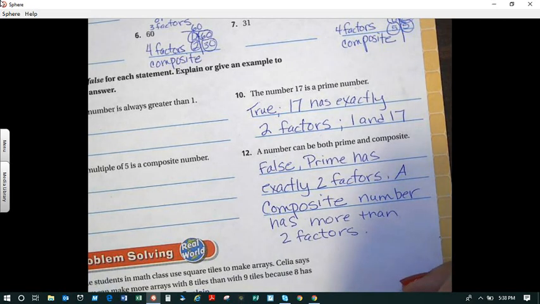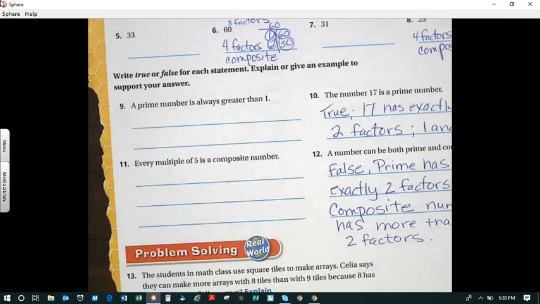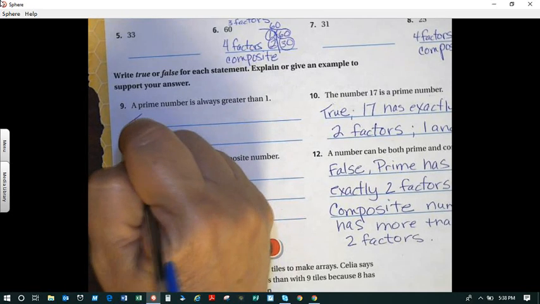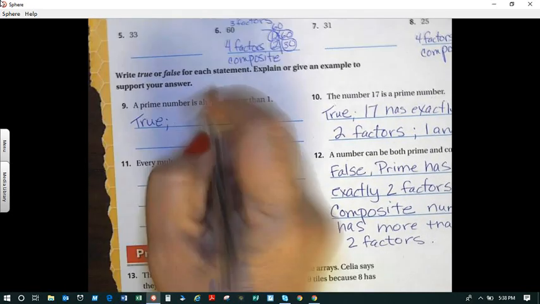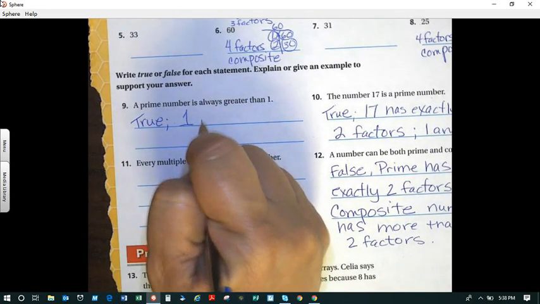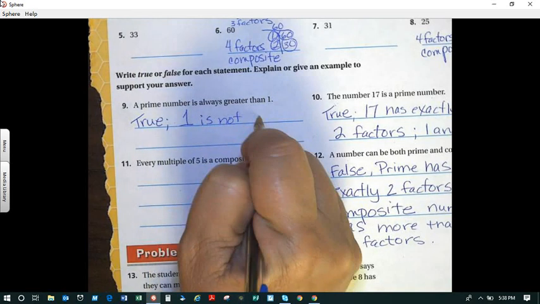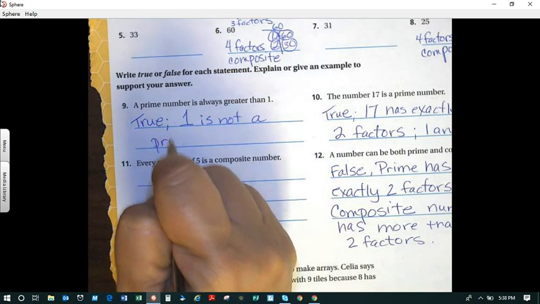Well, today we were talking about these questions here. A prime number is always greater than 1. Was that true or false? We said that was true. And the reason is 1 is not a prime number, and we talked about that today.